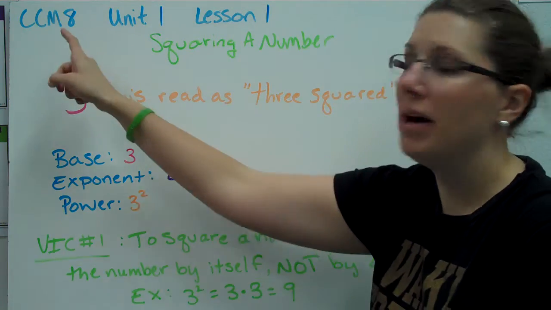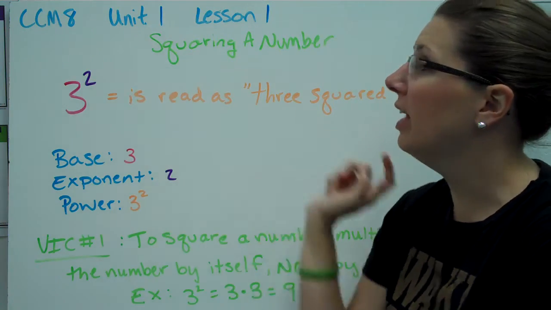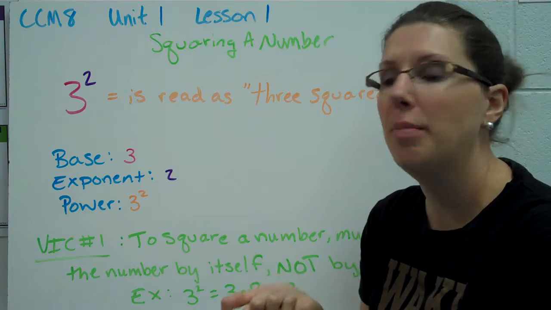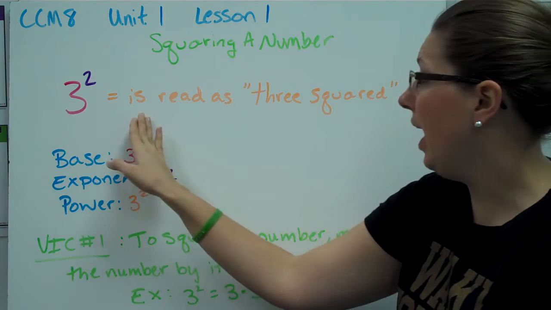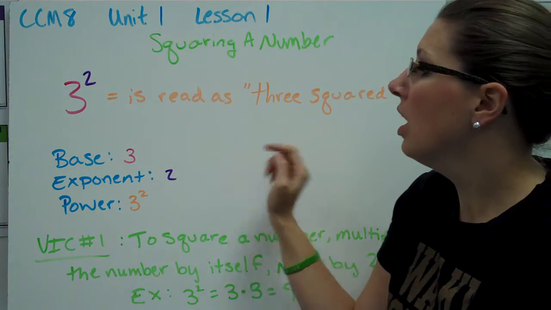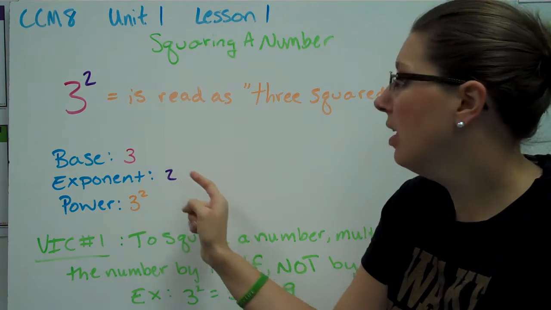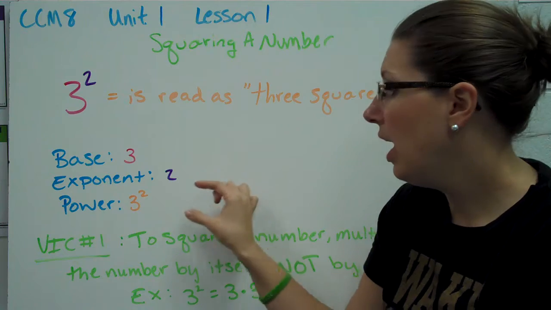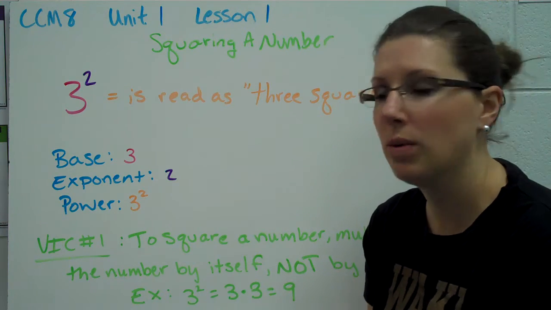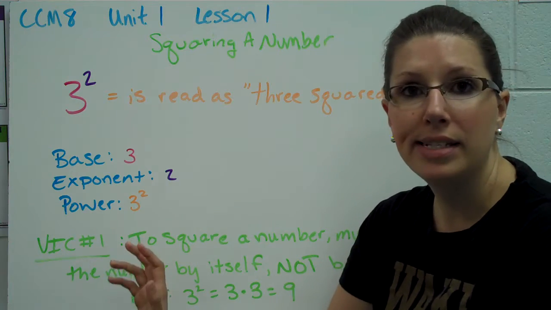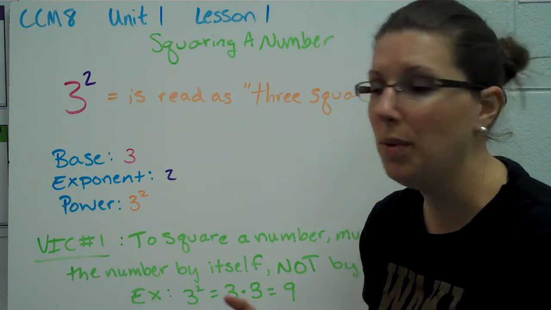Hi, today we're talking about CCM8, Unit 1, Lesson 1, squaring a number. So if you have something that looks like this, 3 squared, the base is 3, the exponent is 2, and the entire thing altogether is what we call a power, 3 squared. So Vic number 1, that stands for a very important concept, number 1.